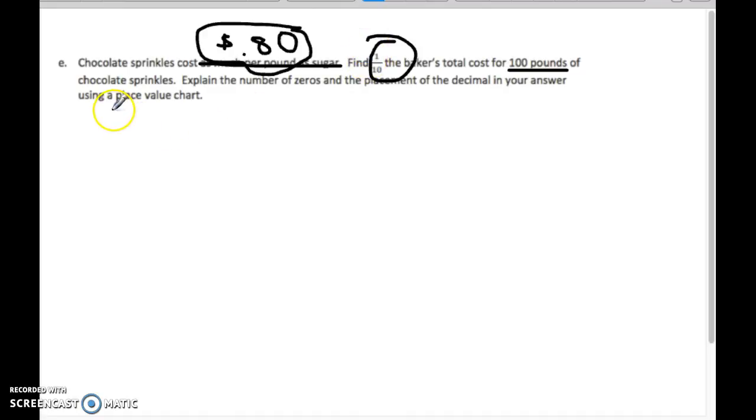You need to use a place value chart. If you're needing help remembering how to use a place value chart, you can go all the way back to the video for question 1. I review how to do that. And essentially you're just showing the shifts. You should be able to do this math mentally, but you're going to show how you decide what your answer is using the place value chart. Good luck.